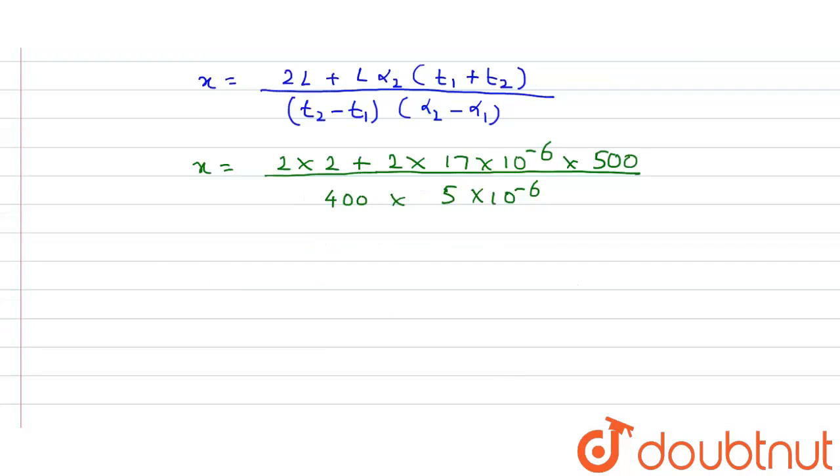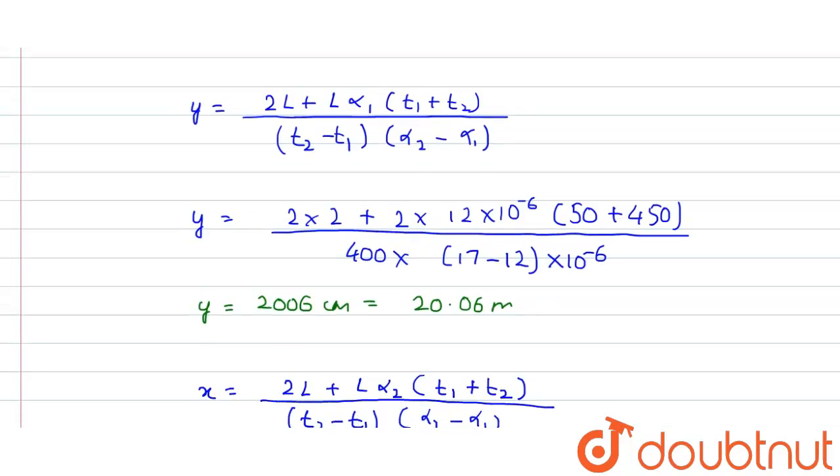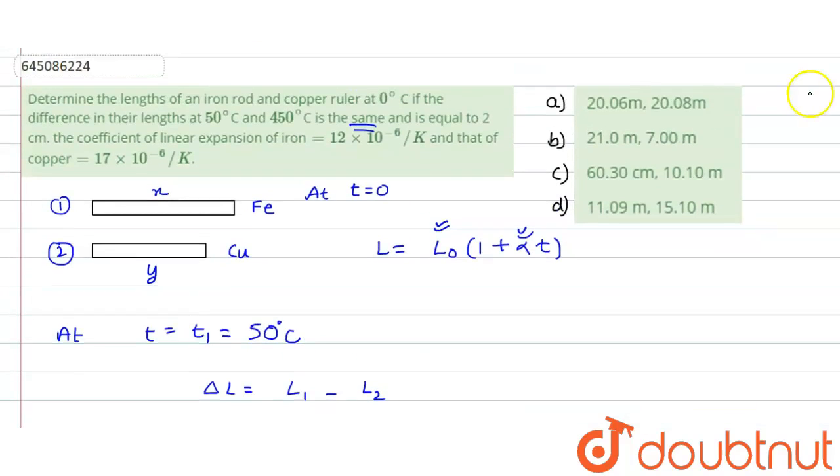Now if we solve this, our x value would turn out to be 2008 centimeter, or we can say 20.08 meters. So one length would be 20.08 and another length would be 20.06. If we check the options, one length is 20.06, another length is 20.08. That means A is the correct option.